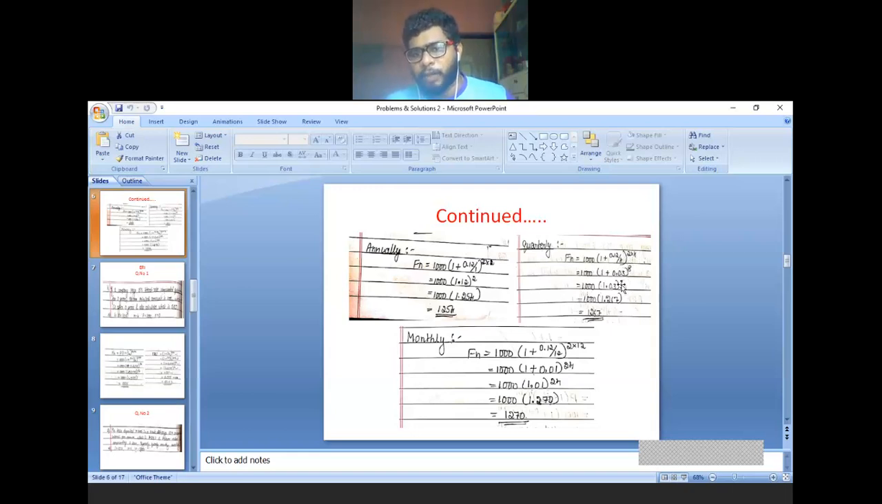This step is not required. This step is not required. Directly go to this step. So first you have to write this one, then directly go to this step, then go to the answer. Then finally monthly. Monthly means M is equal to 12. So that time use your calculator. 0.12 divided by 12 plus 1 directly to the power 24. 12 into 2 means 24. You will get one long digit. Take only 3 digits, 1.270 after decimal. Then multiply with the 1000. You will get 1270 is the answer.